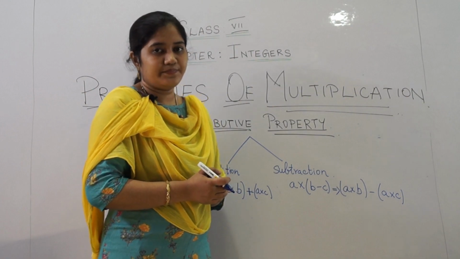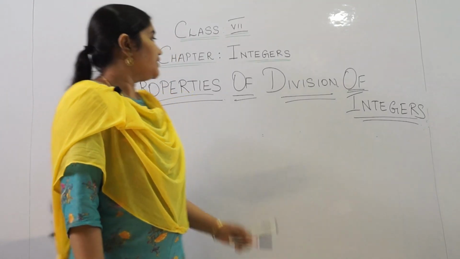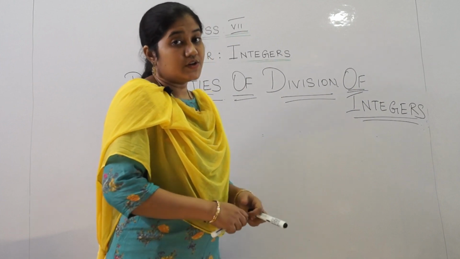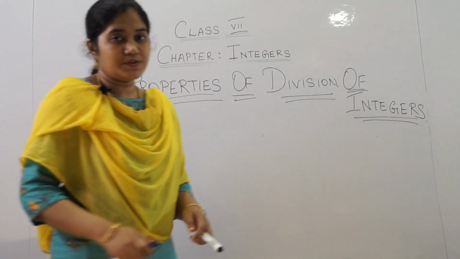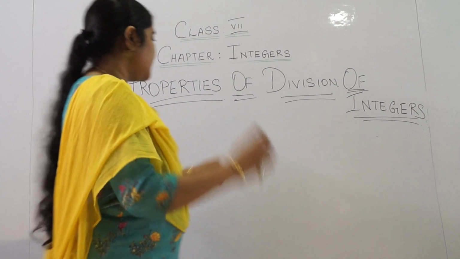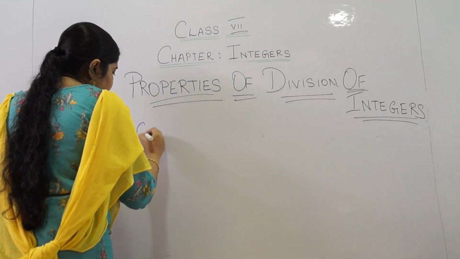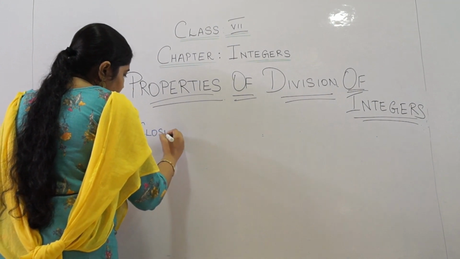Okay, so now we are going to discuss the properties of division of integers. So again, the first three properties remain as they are. Okay, so the first property is nothing but the closure property.